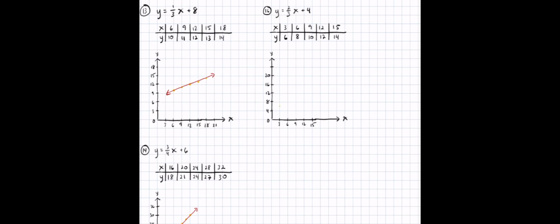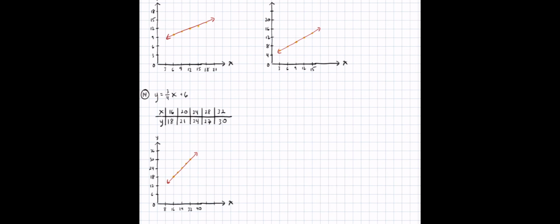3 comma 6. 6 is between 4 and 8. 6 comma 8. It's right over here. 9 comma 10. It's right over here. 12 comma 12. Right over here. And 15 comma 14. Right over there. Graphing this would look something like this. All right, there's 16.